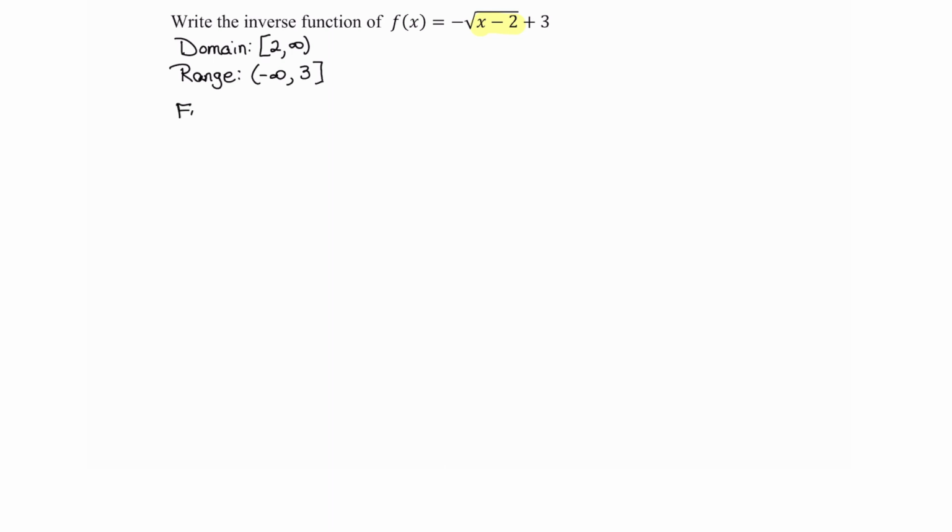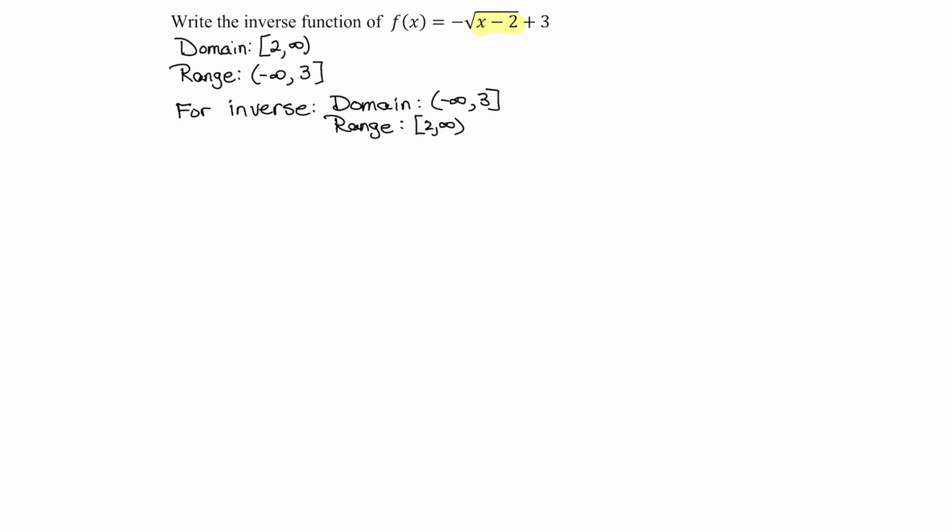So that means for the inverse function, the domain and the ranges switch. So the domain of the inverse function is the range of the original. So it's negative infinity to 3. And the range of the inverse function is the domain of the original. So that's the 2 off to infinity. And that'll be helpful as we get our equation.